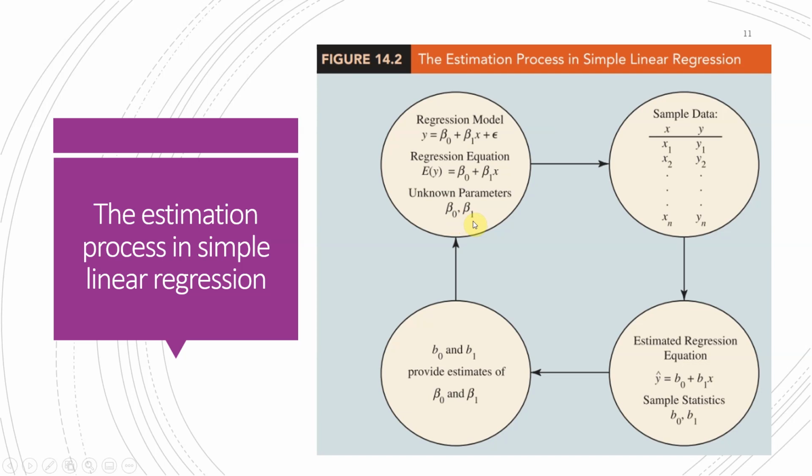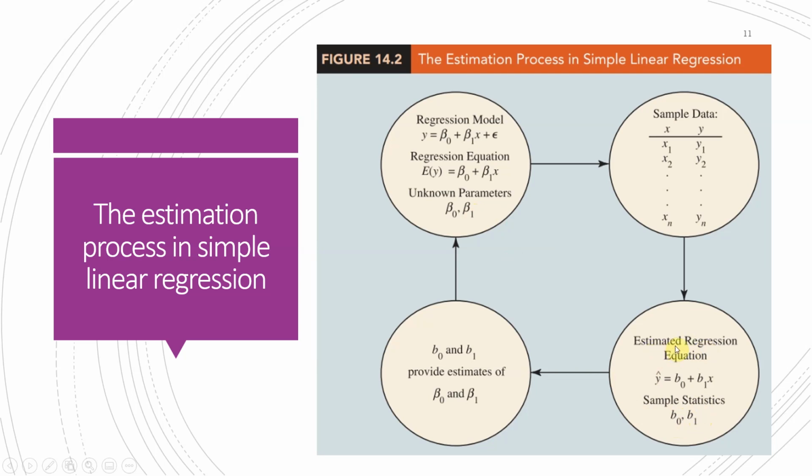So how do you estimate population parameters? You go out and you collect data on x and y, x and y, x and y, and you take all those data and then you use them to estimate those population parameters using our sample statistics. So here are our sample statistics. It's still 0 and 1. Now instead of the Greek letter beta, it's b0, b1. This is our estimated regression equation.